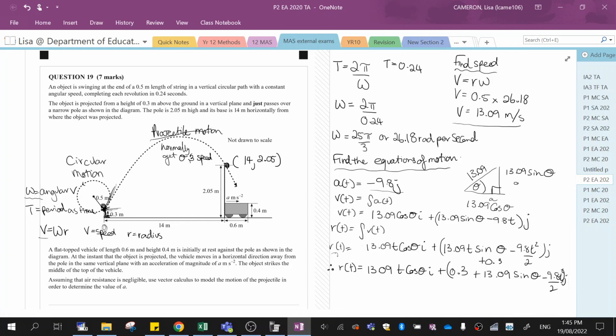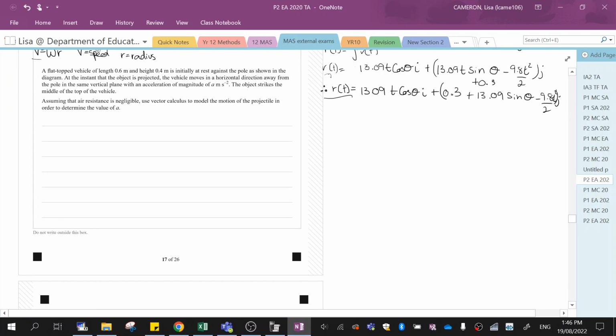Okay, so what we found so far is our equations of motion. I've now got an equation for the displacement of this thing. Now here, I've got a point that it is displaced by. So at some certain time, it travels 14 meters in the I direction, and it travels 2.05 in the J direction. So that's what we're going to be using next to solve for our next part. Now I'm going to keep doing the working over here, and let's just hope it doesn't look like a hot mess express.